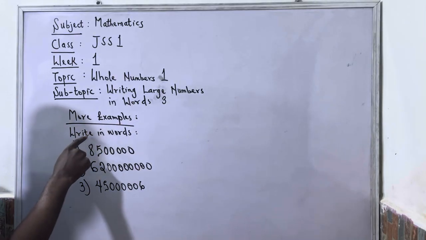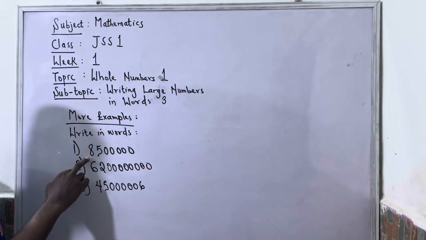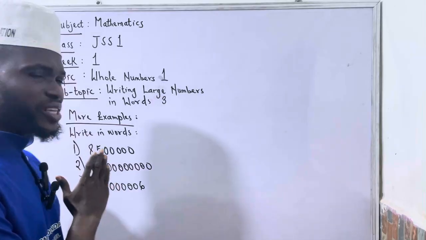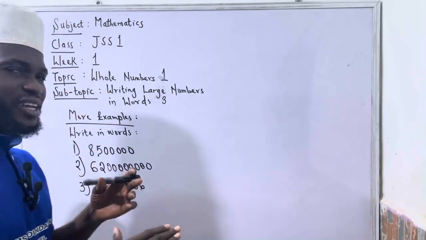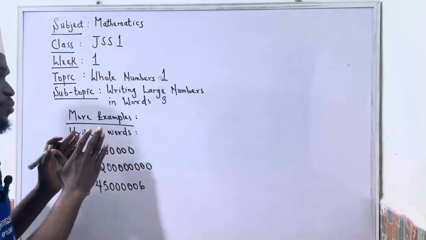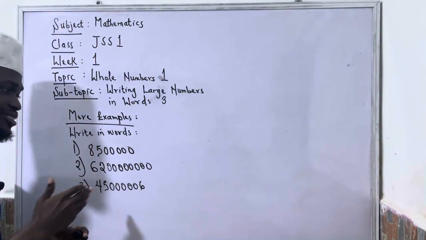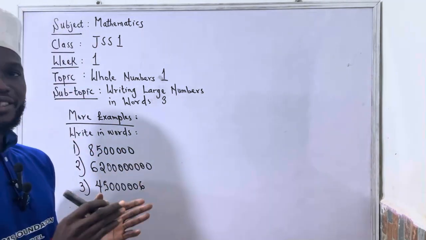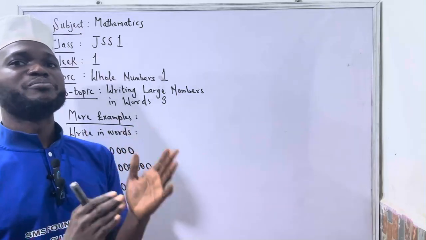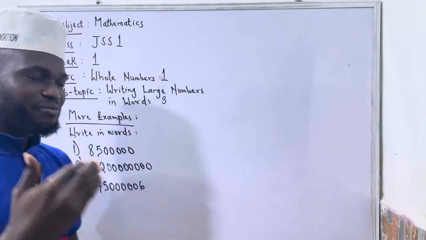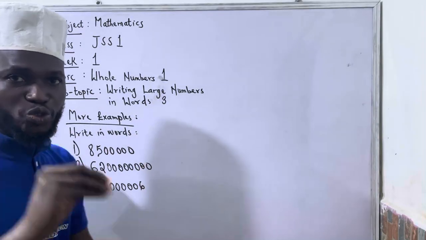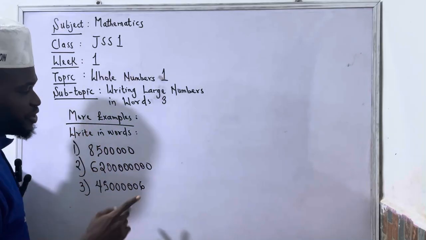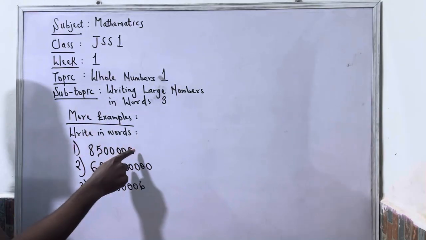Good. This says write in words. So we have 85,000,000. The same way I explain other ones, that's what you will apply when you are answering these questions. Just remember that with numbers, we can classify digits into families of 3 members. Every digit can belong to a family of 3 members. So we have to start the grouping from the right to the left, that is from the back.